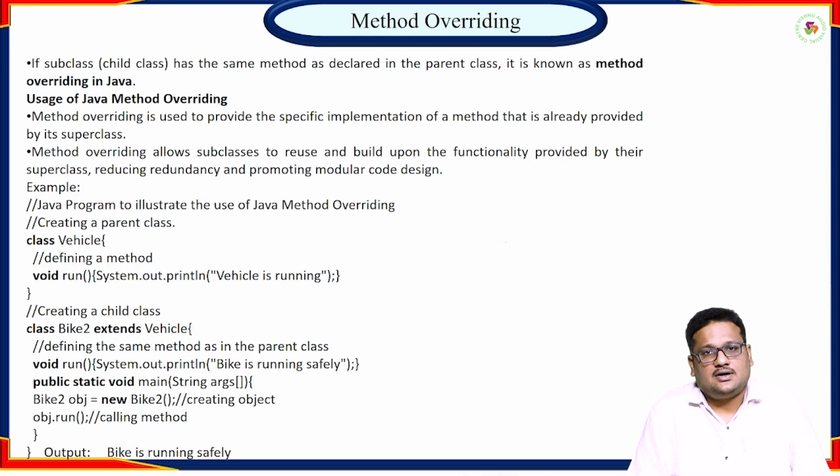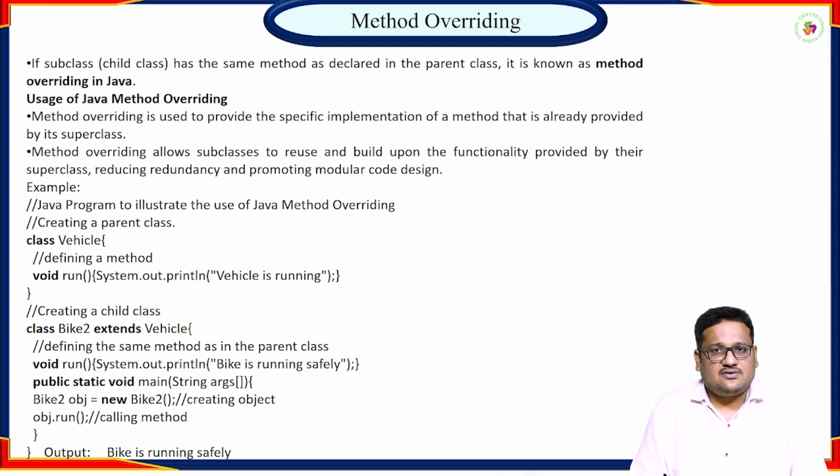And one more topic here is method overriding. By using method overriding, we can achieve runtime polymorphism in Java. Coming to the concept of method overriding, if a subclass has the same method as declared in the parent class, it is known as method overriding. If the subclass has the same method, that means if the subclass method is, for example, add, and the superclass method is also add, then in the superclass and subclass we have the same method. That is the concept of method overriding in Java.